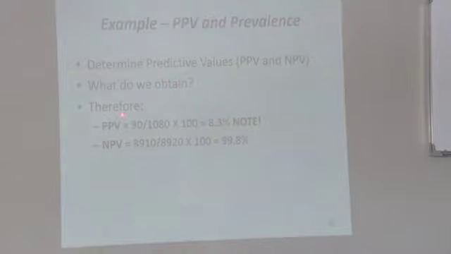And this is what we get. So the PPV, 90 over 1,080, is 8.3%. And the NPV, which is 8,910 divided by 8,920, this is an error, it's supposed to be 8,920, times 100, which is about 99%. So that is scenario 1, 8.3 and 99.8.